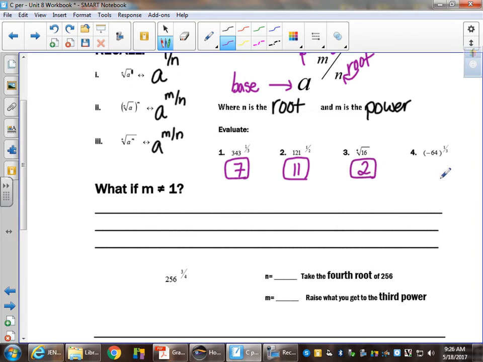No, I already said 2. Oh, okay. So you're giving me the answer for number 4. Third root of negative 64 is negative 4. Yes. Where?